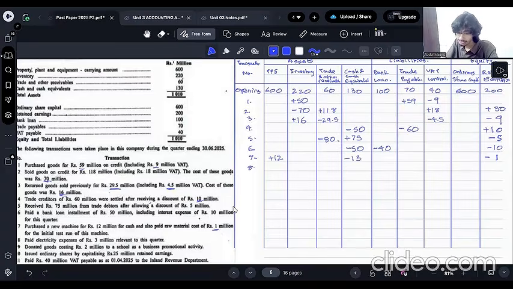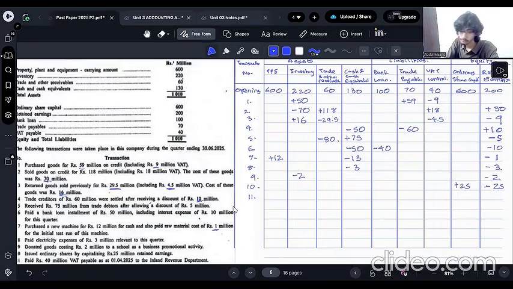Eighth one, paid electricity expense of 3 million relevant to this quarter. Then electricity, cash minus 3, retained earnings minus 3. Donated goods costing 2 million to a school as a business promotion activity. Ninth one, inventory minus 2, retained earnings minus 2. Issued ordinary share by capitalizing 25 million from retained earnings. They are capitalizing retained earnings to issue share. Then retained earnings minus 25 million. That will go as ordinary share plus 25 million.